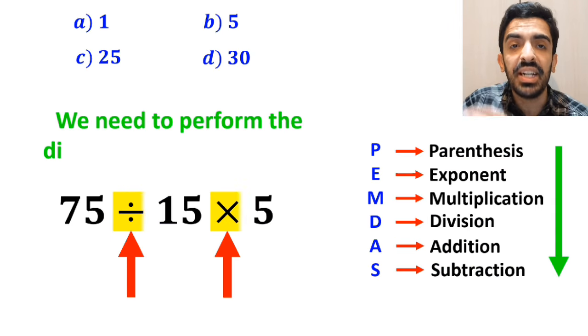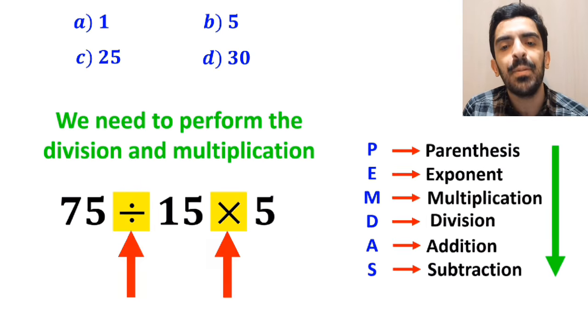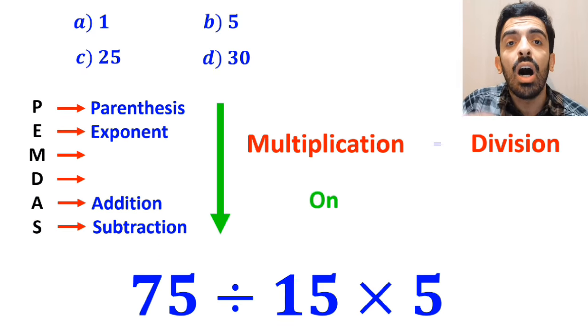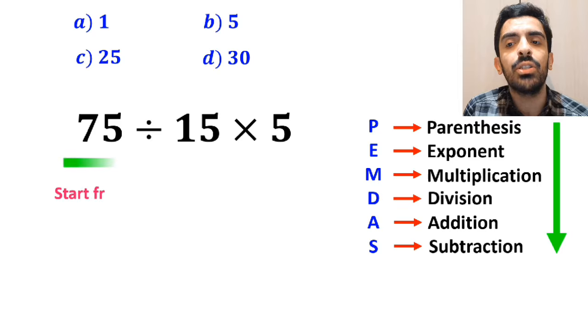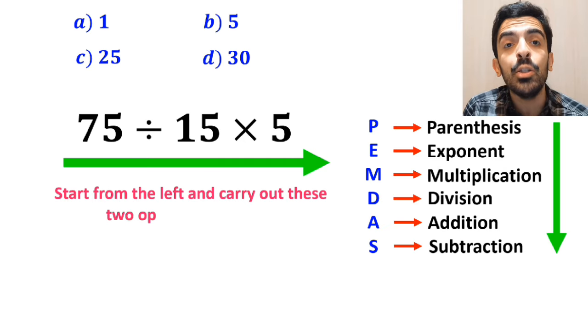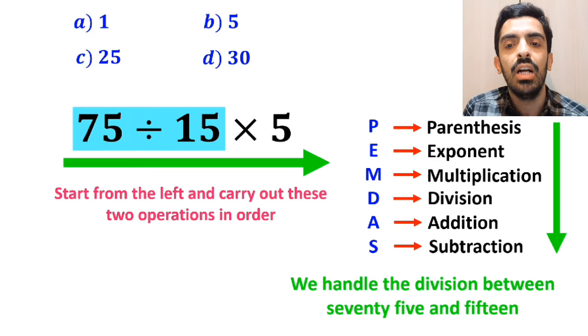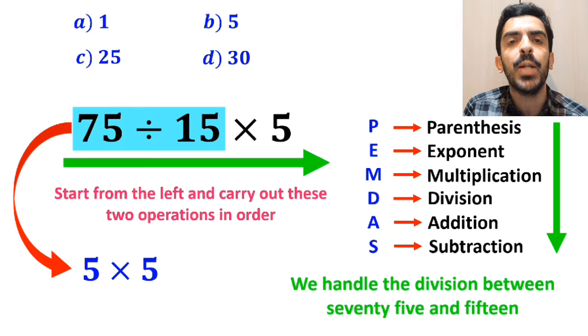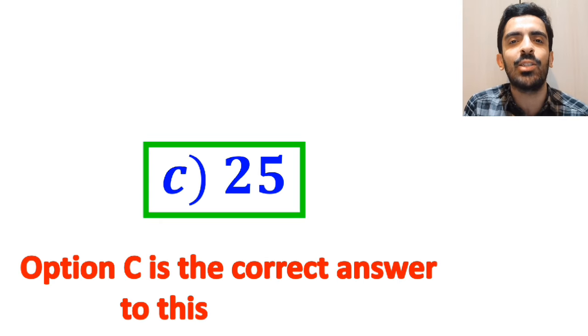Now, we need to perform the division and multiplication. However, it's very important to keep in mind that multiplication and division are on the same level of precedence. In this case, the best approach is to start from the left and carry out these two operations in order. So, first we handle the division between 75 and 15, which simplifies this expression to 5 multiplied by 5. And finally, the answer becomes 25. Therefore, option C is the correct answer to this question.